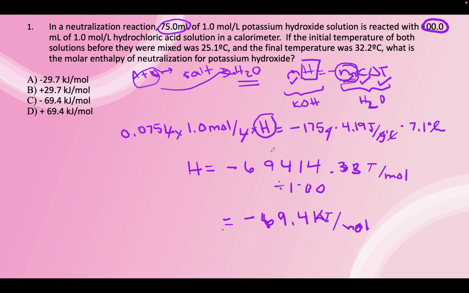You can double check a few things. The fact that your temperature is increasing, it should be an exothermic reaction. So your delta H should be negative, which it is. And that also means you could have ruled out B and D to begin with. The distractor would have shown you if you didn't add the volumes together, and that means our answer here is C.